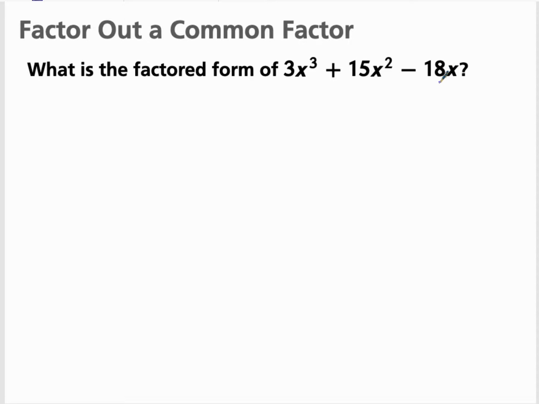We need to do a step of factoring here that goes before we factor into our binomials. And the way that looks is this. Each of these terms shares a common factor. That common factor is 3x. So I can actually factor out a 3x. And then what is 3x cubed divided by 3x? Well, that would just be x squared. 3x times x squared is 3x cubed. Okay, and then do that with the next term. So what is 15x squared divided by 3x? Well, that would be plus 5x.